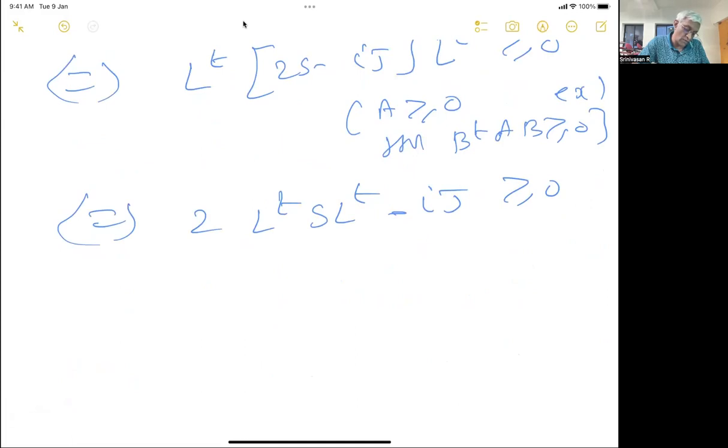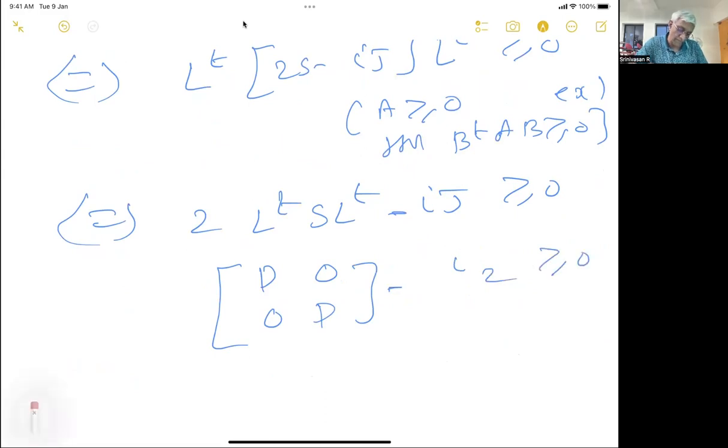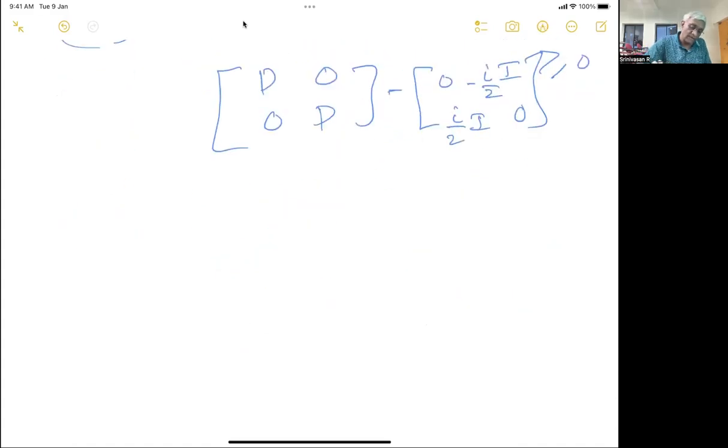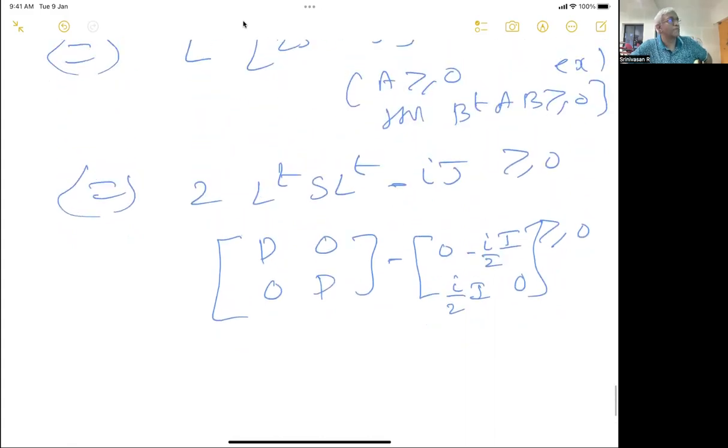Okay. So this just implies that we have our D, 0, 0, D minus i/2 is greater than or equal to 0. Oh, sorry, not i/2. This i/2, 0, i times i/2. Okay. Minus i/2, 0. This is greater than or equal to 0. Okay. So what is this? I'm using the fact that L is symplectic.